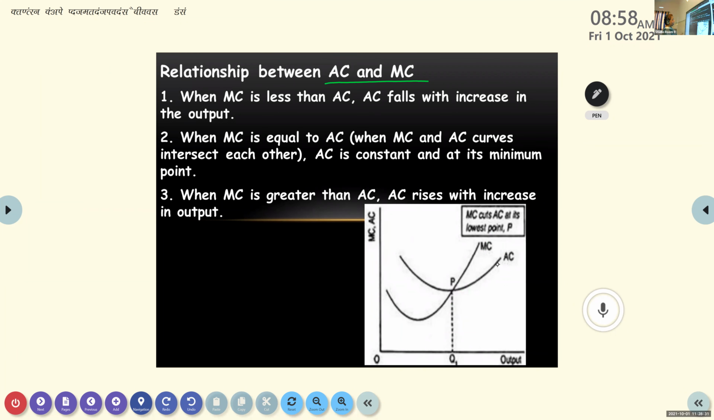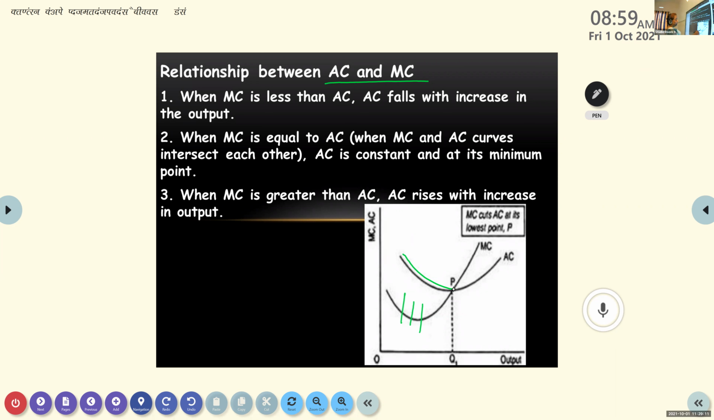When MC is less than AC, in the sense this part we are talking, you can see it is less than AC. AC is falling with the increase in output. So always you can see AC is falling till here. Till this point you can see MC is below AC. MC is less than AC. Till that point you can see AC is falling. That is one kind of relation.